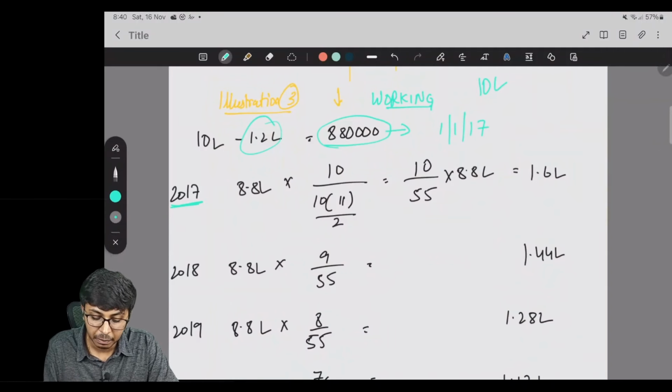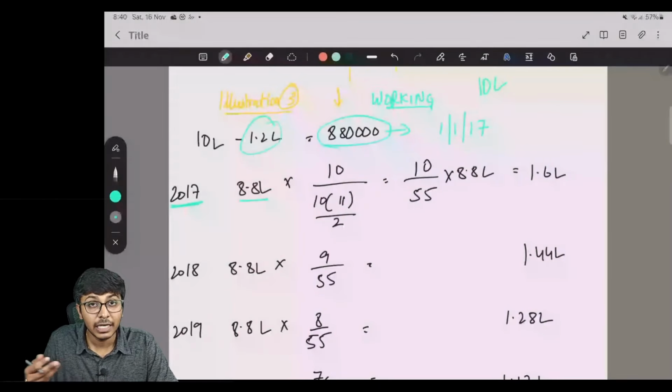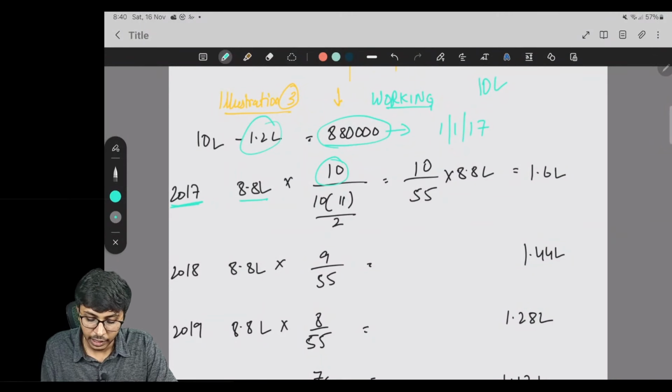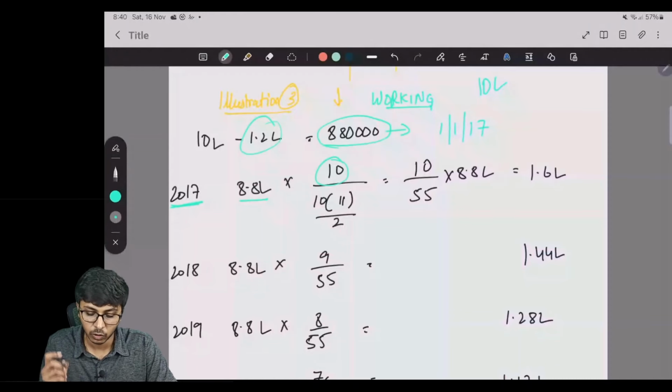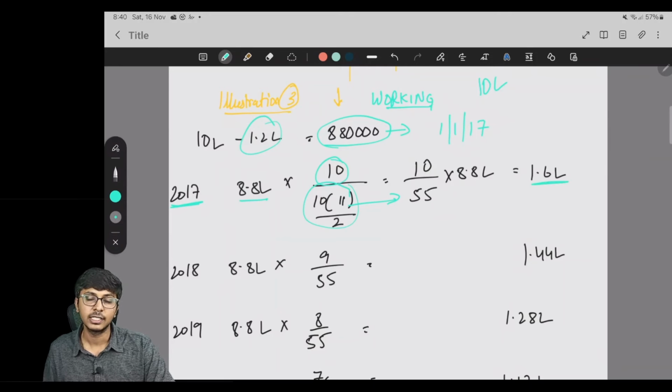Very easy. So first provide depreciation for 2017. What is the formula? Depreciable amount multiplied by remaining useful life after 2017. Remaining useful life is 9 years, but including current year, that is one thing you need to keep in mind. So remaining useful life including current year will be 10, correct? Then the whole divided by n into n plus 1 divided by 2. So 10 into 10 plus 1, that is 11, divided by 2, that is 55. So 10 divided by 55 into 8.8 lakhs, you should get 1.6 lakhs. This is depreciation for 2017.